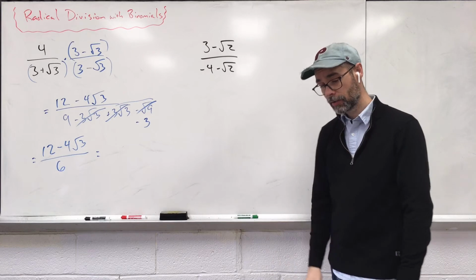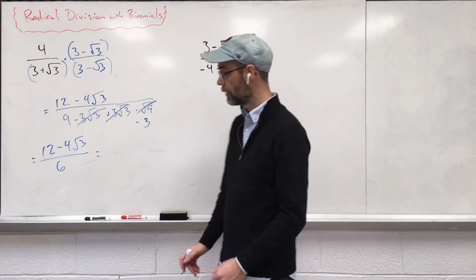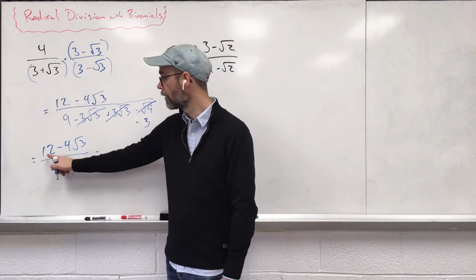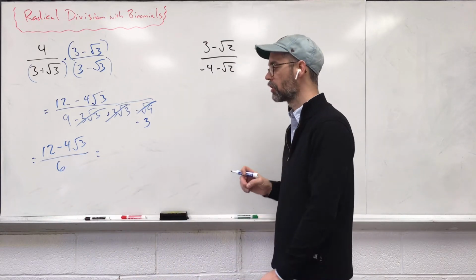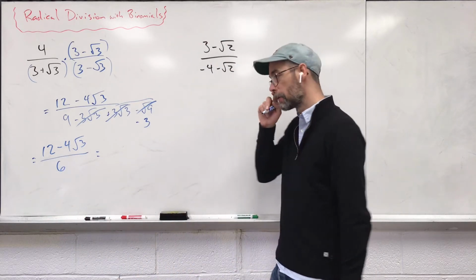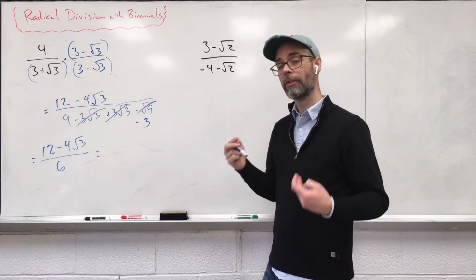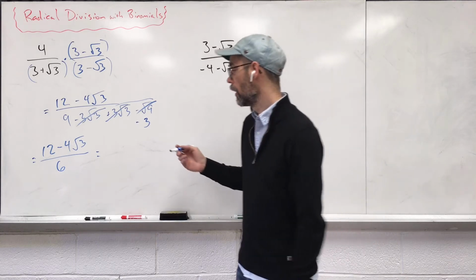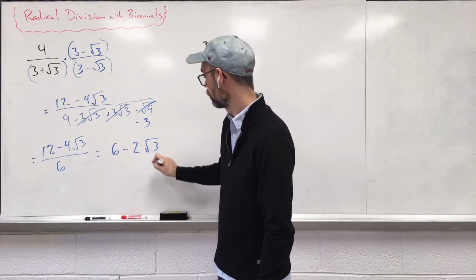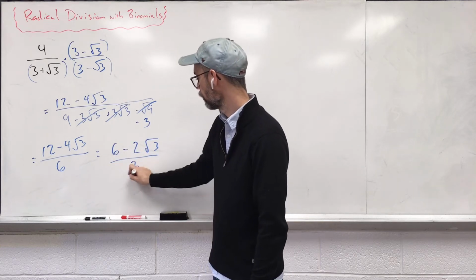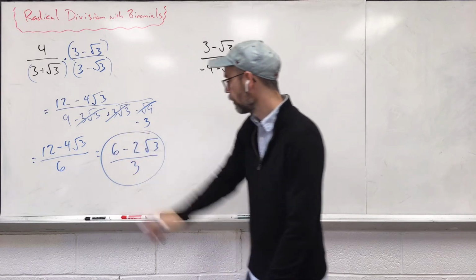Sometimes we can stop here, sometimes we can go further. In this case, we can go further because I'm looking at my outside numbers, 12, 4, and 6. They're all even numbers. They all share a number. They all share 2. So let's divide all those outside numbers by a 2. And I get 6 minus 2, bring that radical 3, and then that turns to a 3 on the bottom. And we call it a day.